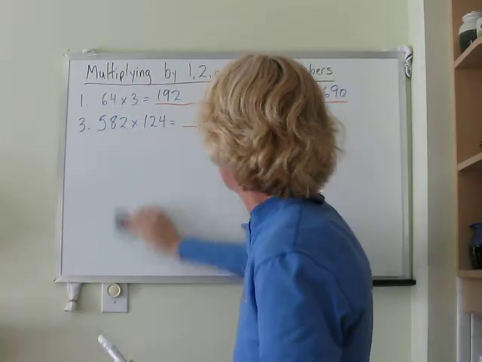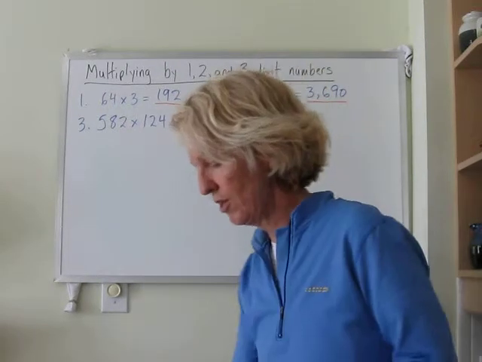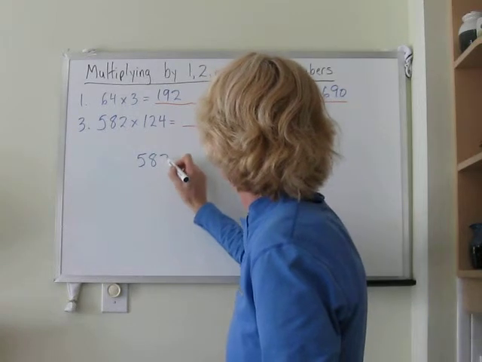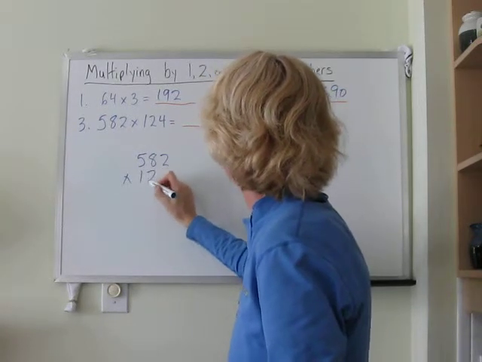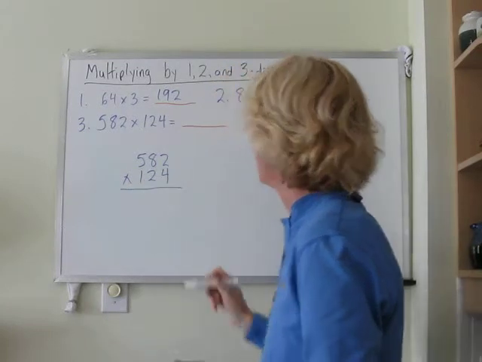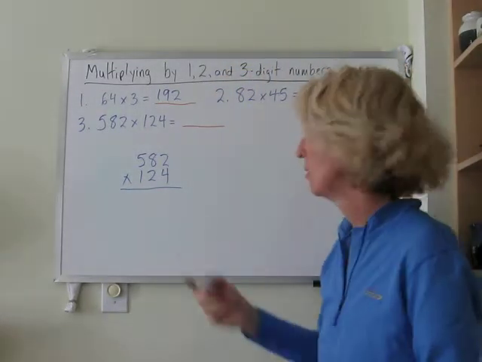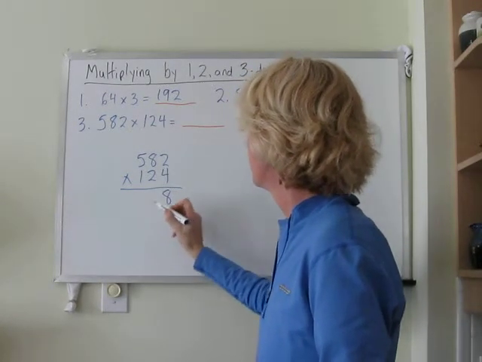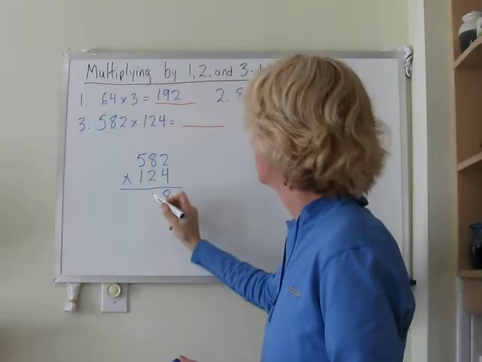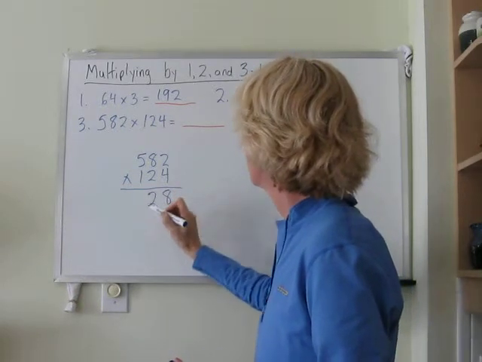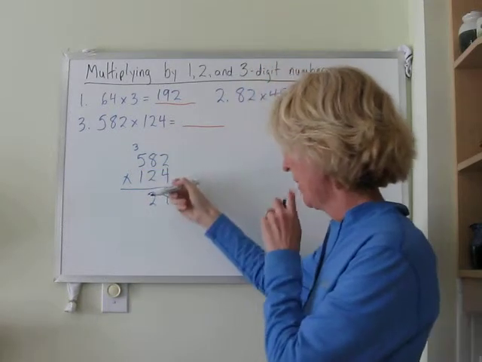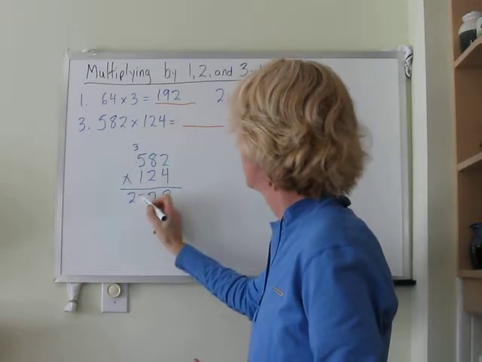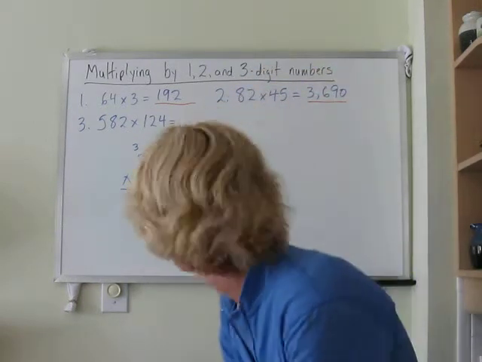Now, our last question. A 3-digit number times a 3-digit number. If we have 582 times 124, how do we do this one, honey? 4 times 2, which is 8. Good. 4 times 8, which is 32. And how do we write that down? The 2 goes under the 2, and the 3 goes on top of the 5. Carry the 3. And 4 times 5, which is 20, plus 3 is 23. And then we put the 0 under the 8.